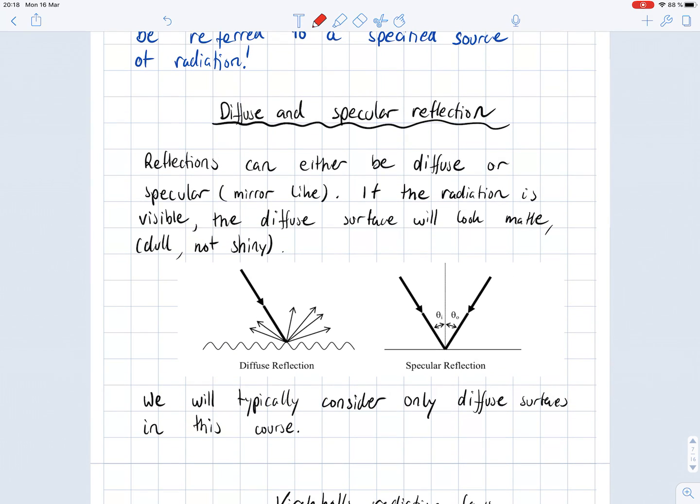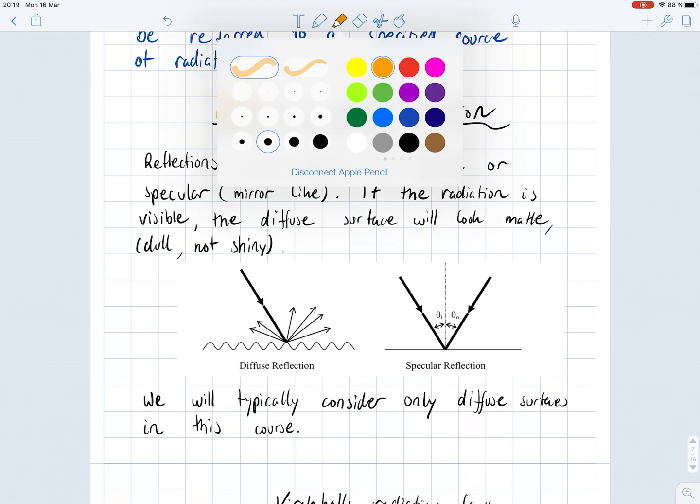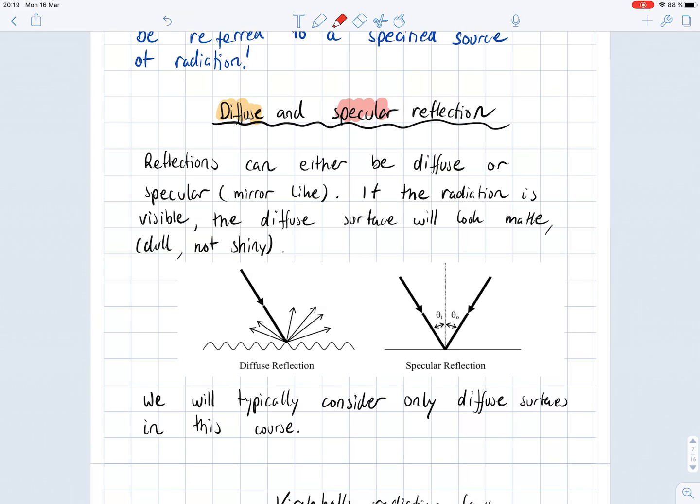Small note on optics before we move on to the laws of Kirchoff. Specifically, I want to highlight the difference between diffuse and specular reflection. Specular means mirror-like. So this would be a polished metal surface, for example. While diffuse means the opposite. It's dull or matte or not shiny.